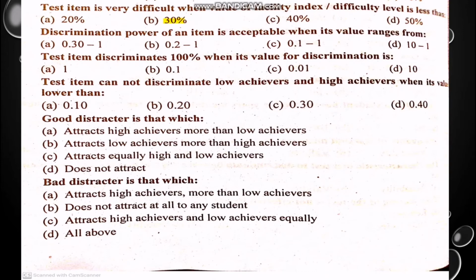So the right option is A, 0.31. Test item discriminates 100% when its value of discrimination is 1, 0.1, 0.01 or 10. So the right option is 1. Test item cannot discriminate low achievers and high achievers when its values are lower than 0.10, 0.20, 0.30, 0.40. So the right option is 0.30.